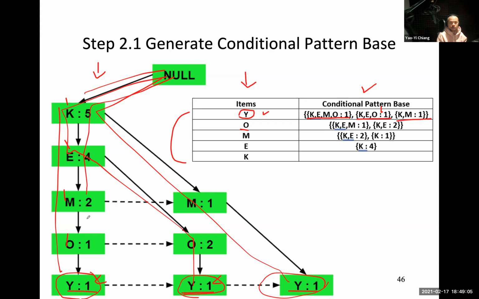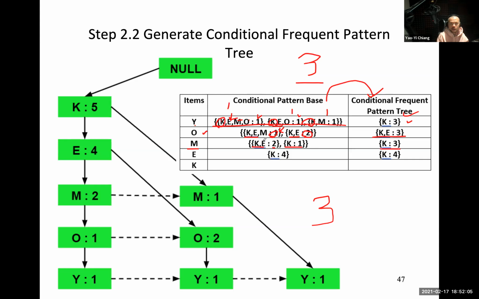Let's look at M. KE, 2, K, 1. So 2 plus 1 is 3. So K is 3, and you don't have E because 2 is smaller than your support threshold. The last one, E and K has 4. So K equal to 4. Great. So what does this mean? Based on all these single items, these are your conditional frequent pattern trees that will be able to help you to generate your final answer. So these are only candidates that can work together with the single items to generate frequent item sets.